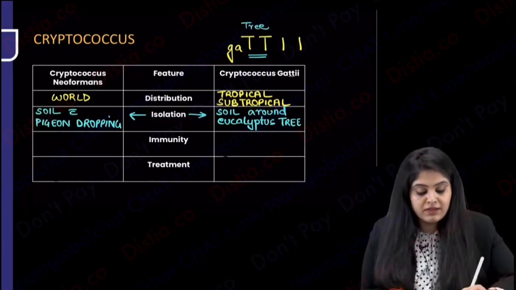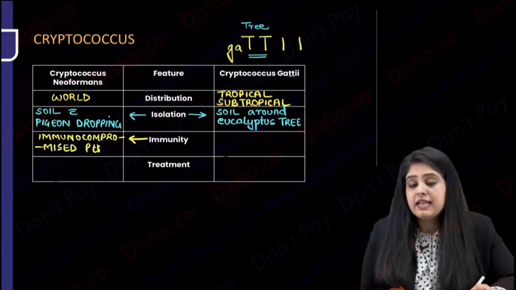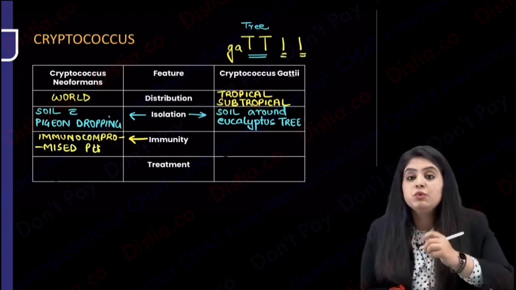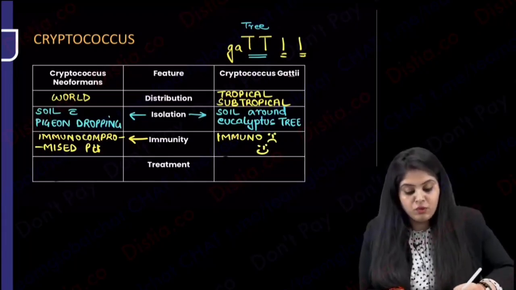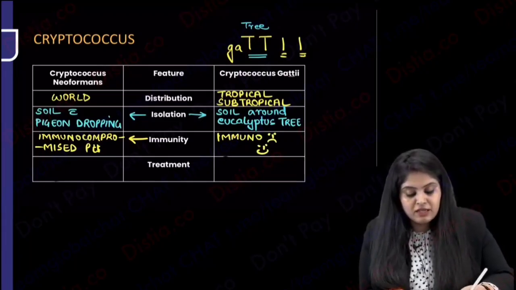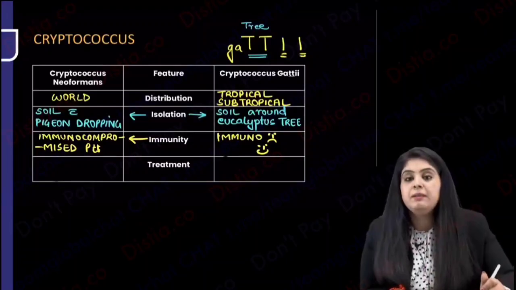Okay, next, immunity wise, please remember Cryptococcus neoformans is usually seen in immunocompromised patients. That is why you are always going to see this in HIV positive or immunocompromised patients. Whereas Cryptococcus gattii, if you look at I and I, this means both types of immunity can show it. This can be seen in immunocompromised patients and also in immunocompetent patients. So always remember this. That is why a double I is going to help me here.